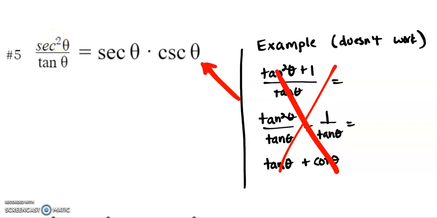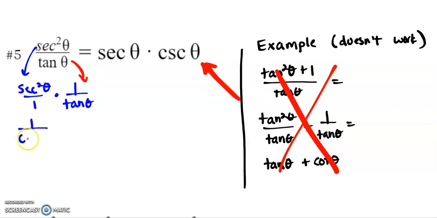So what I'm going to do instead is I'm going to rewrite this as secant squared theta over 1 times 1 over tangent. I'm going to point out that the tangent's in the denominator and the secant squared's in the numerator. So then I'm going to rewrite my secant as 1 over cosine squared. And then I'm going to say, well, 1 over tangent is really cotangent. Again, lots of different ways we could approach this. Equals 1 over cosine squared, sorry. Got to keep carrying that down.